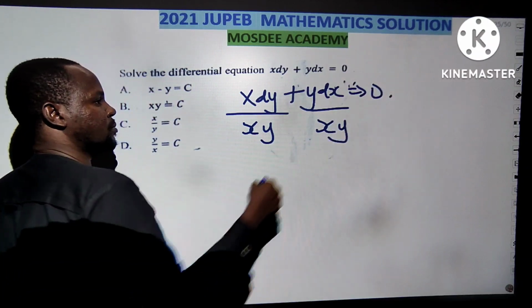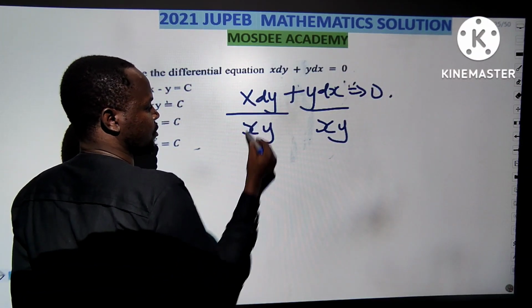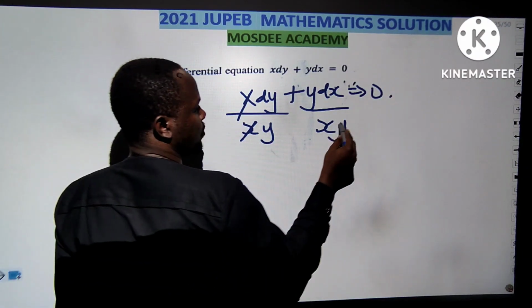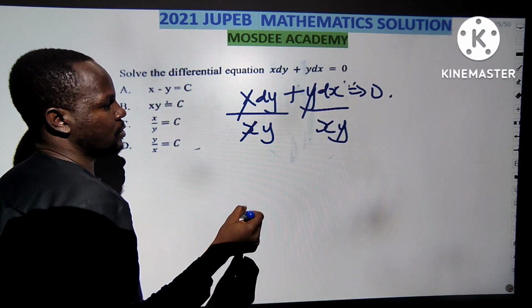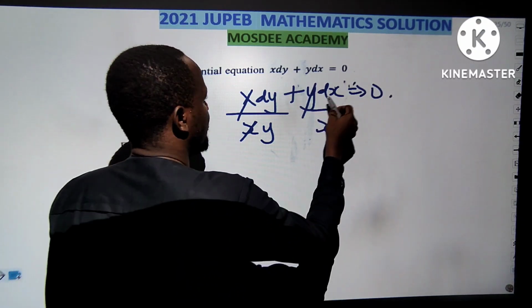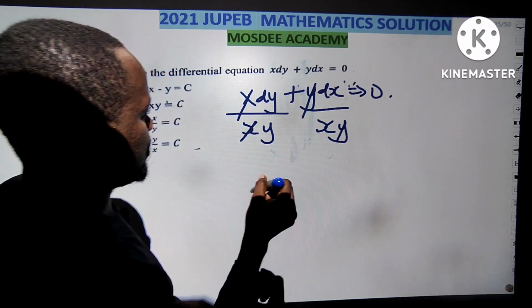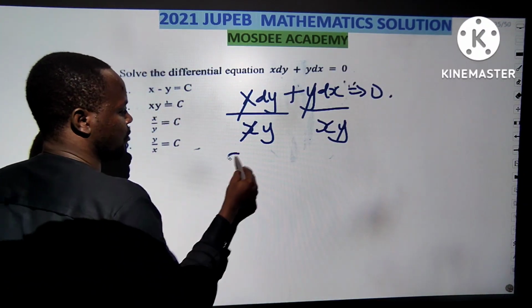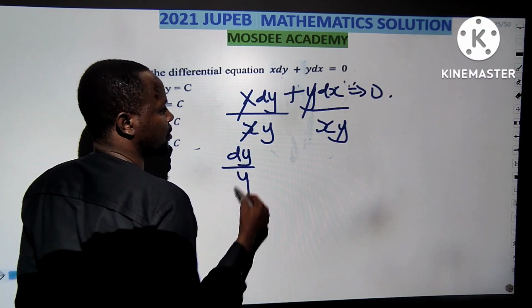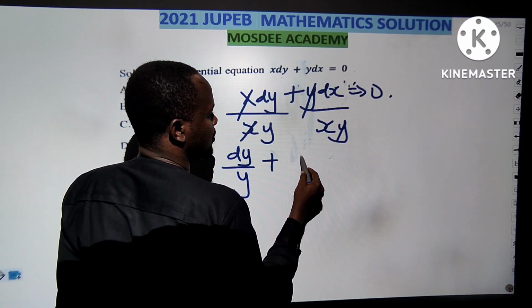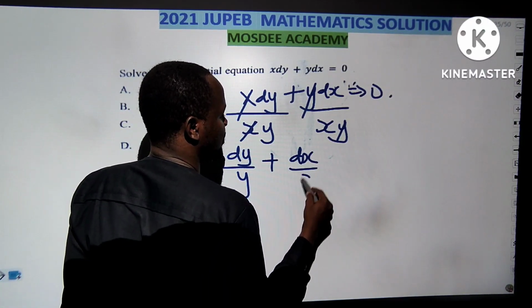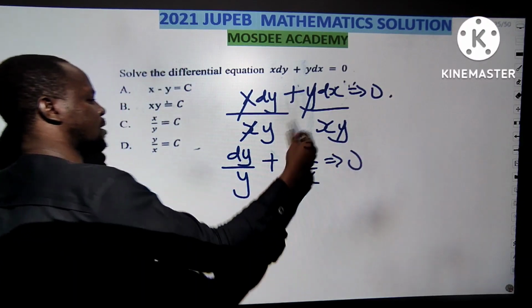Xy, anything is 0 over something is 0. So what happens? x gets cancelled out. You can see, y gets cancelled out. So this is the dy over y, right? Then what is left? Plus what? The dx over x. So it's now easy to integrate. Equals to 0.